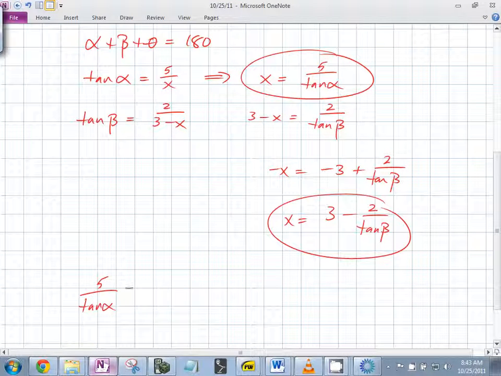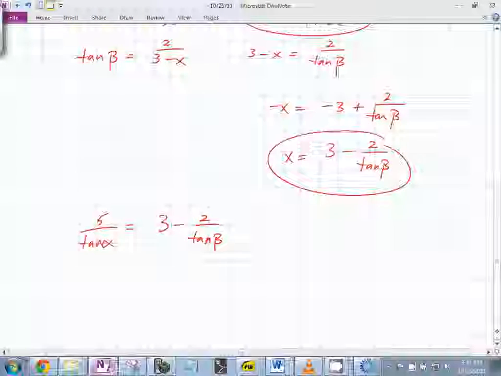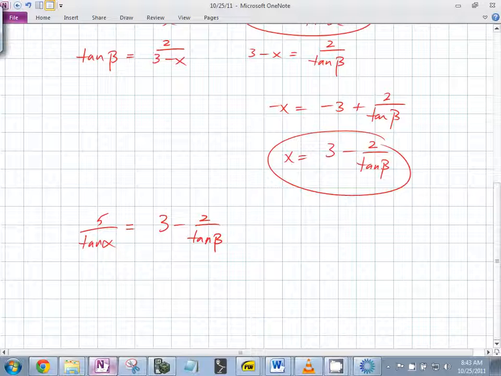Equals what? What can we do now? What could we do to solve for one of tan alpha or tan beta? Which one do you want to solve for? Alpha's probably going to be easier. Okay, solve for alpha.